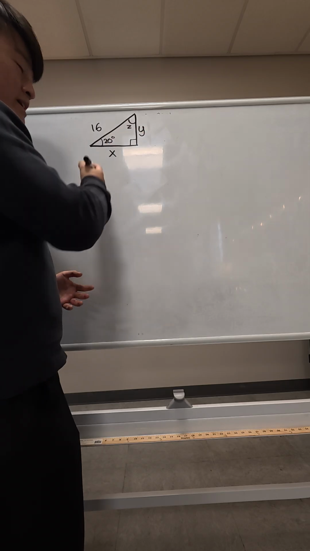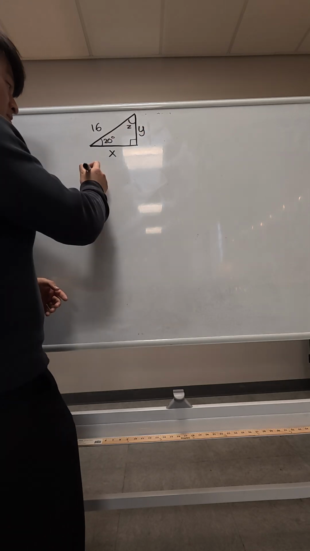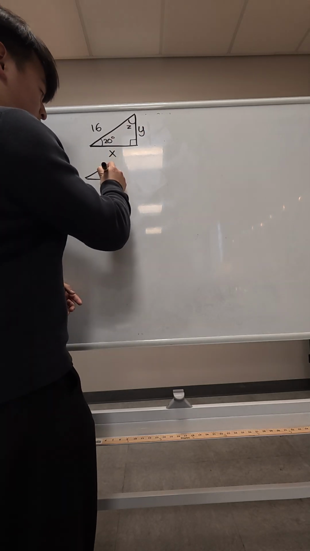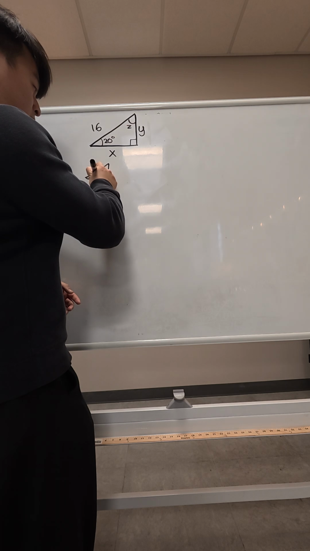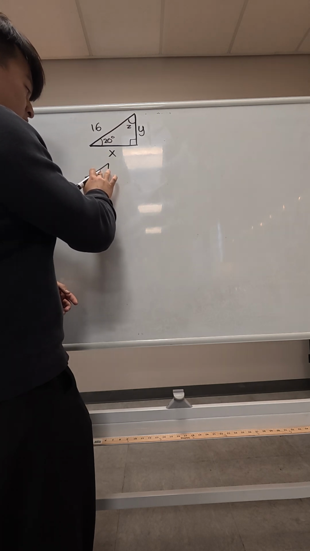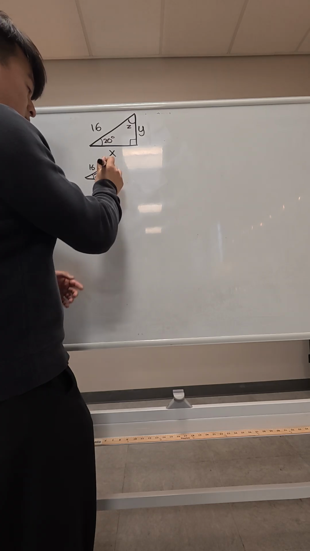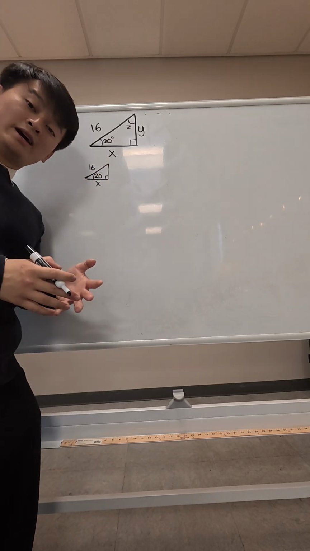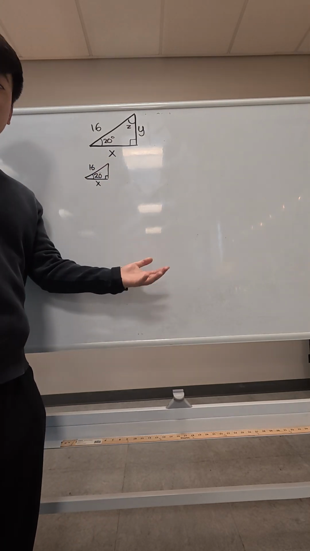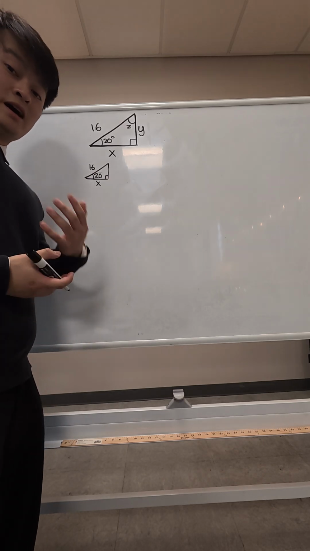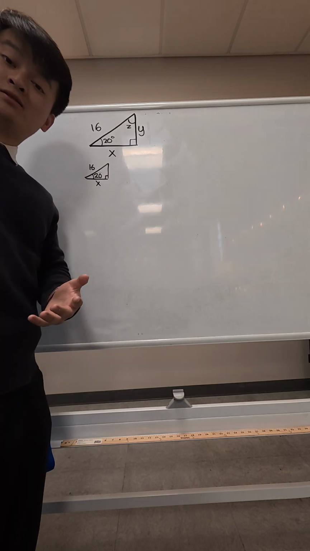So if I have x, y, and z, just focus on one of them at a time. So I'm just gonna draw a small triangle, just writing what I know. So I know that the degree is 20, and I know that the hypotenuse is 16. And I just put x. I don't need to include y, I don't need to include z. What does that do? Well, that allows us to figure out how to solve for x.